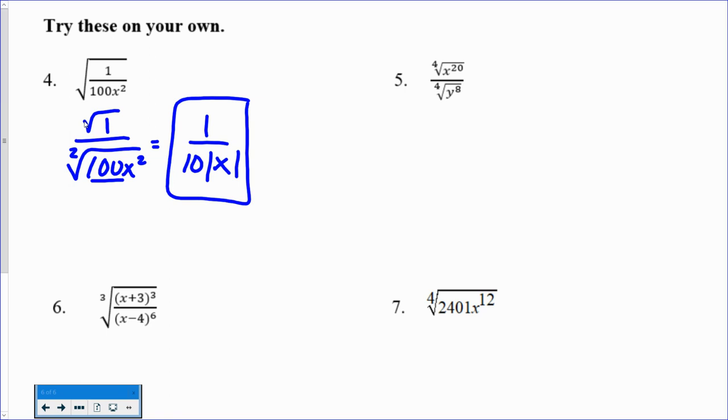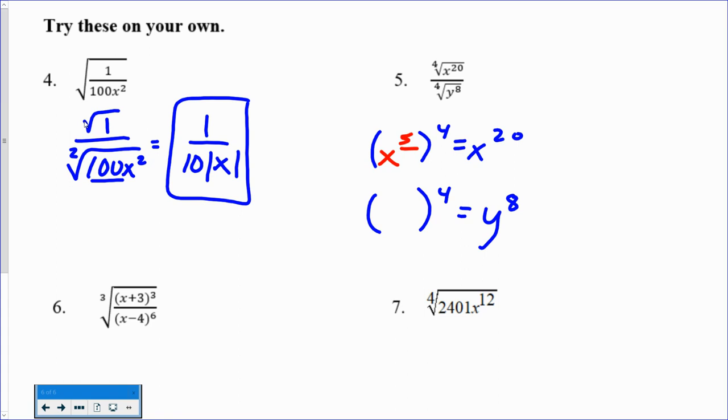Okay, for number 5, I'm looking for what to the 4th power gives me x to the 20th, and what to the 4th power gives me y to the 8th. If you haven't figured it out just from your exponent rules, you're figuring out what times 4 gives me 20. You can absolutely take 20 divided by 4 to get 5, because that's just the reverse thought of what times something gives you this number. That does work. Okay, well, y to the 2nd raised to the 4th power gives me y to the 8th, because 2 times 4 gives me 8, or 8 divided by 4 would be 2.